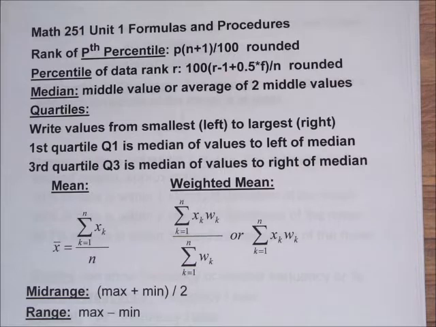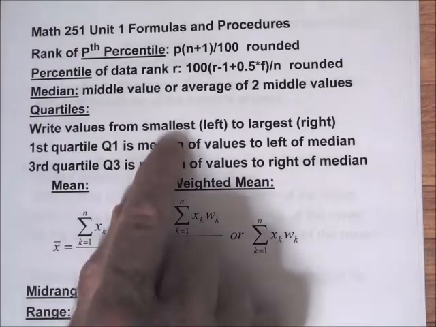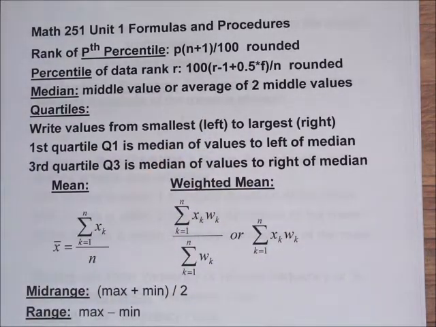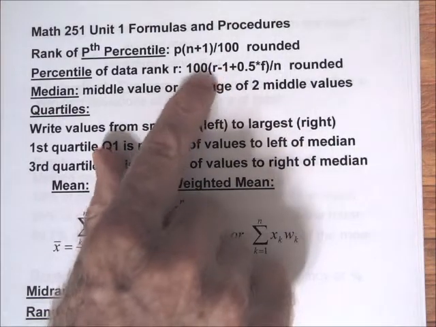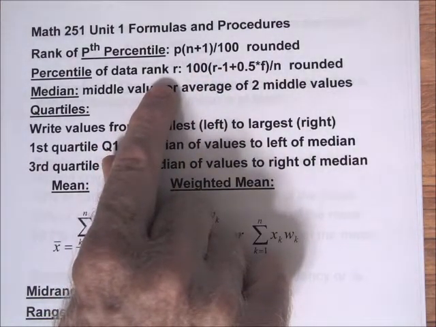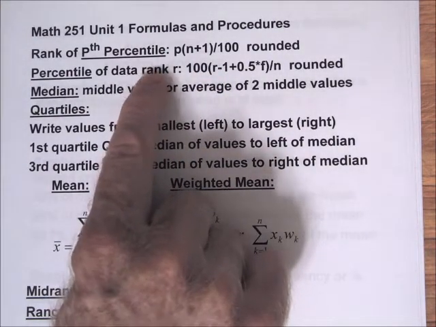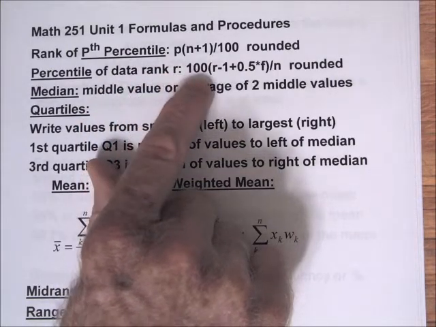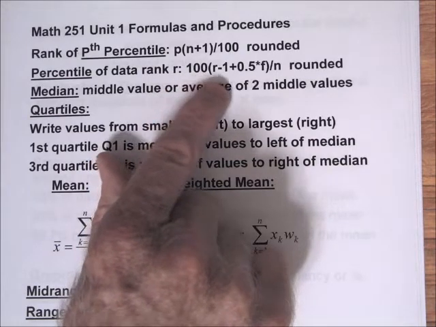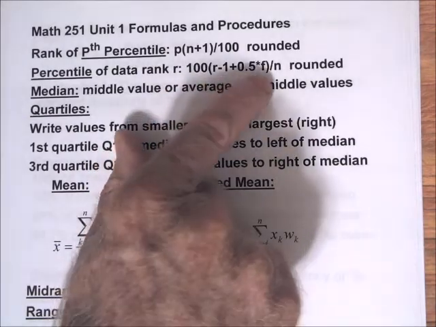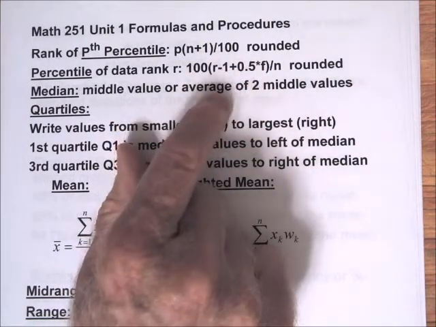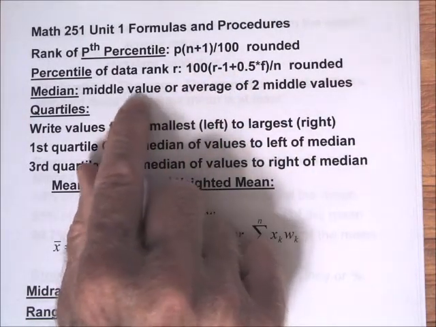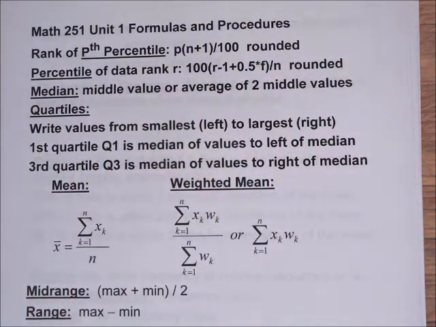There's a couple of formulas that we're using in computing percentiles. I'll go over some examples of this. We have p times (n plus 1) over 100 for computing the rank, if you're given the percentile. And if you're given the rank, there's another formula here: 100 times (r minus 1 plus 0.5 times the frequency) divided by n, rounded. I'll give some examples of that. These are just some of the formulas that we're working with.